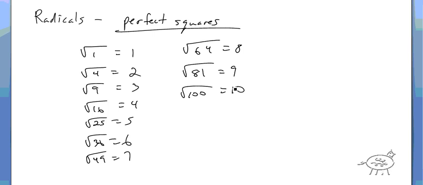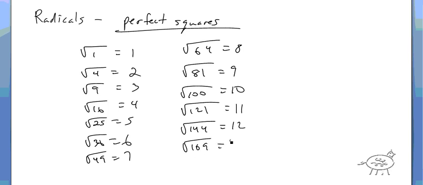Now, we can keep going, though you always have your calculator to figure things out. But it's good to know a couple of them. Square root of 121 is 11. Square root of 144 is 12. Square root of 169 is 13. Square root of 196 is 14. And we can keep going on and on. But it's important to understand the perfect squares.